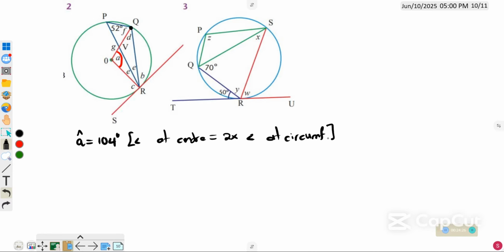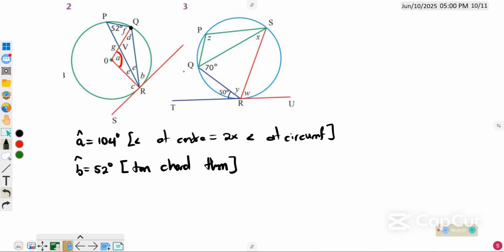Okay, and then we need to find angle B. Where's B? B is the angle between a tangent and a chord. But which triangle can we use? This one, because it touches the circumference 3 times. So in fact, angle B should be equal to what? Should be equal to 52 degrees. Angle B is equal to angle P, which is equal to 52 degrees. And this is the Tan-Chord theorem.